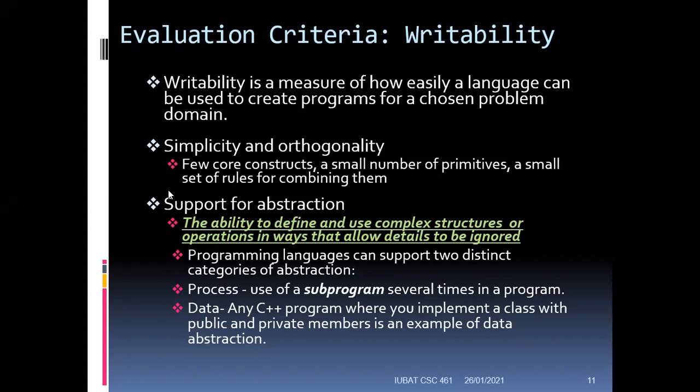Now, the second point: programming languages can support two distinct categories of abstraction. First of all, sometimes we break down programs into small functions that we call subprograms. But if you break it into different subprograms, you can actually make it more complex. Sometimes the data flow is very difficult to understand, because you are passing data from one function to another function, and from that to another function. The process becomes very complicated. If you have developed a project on your own, you know the difficulties that you face.